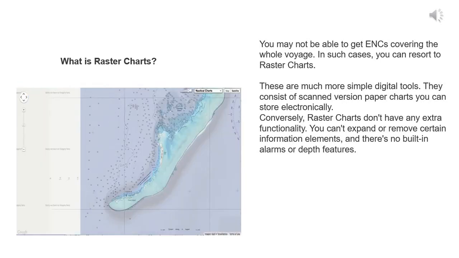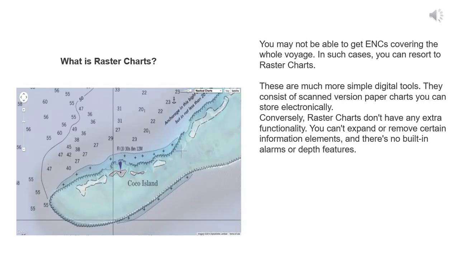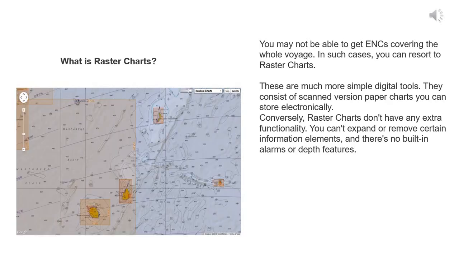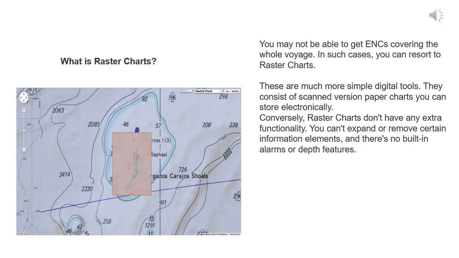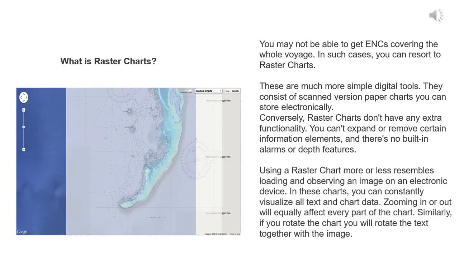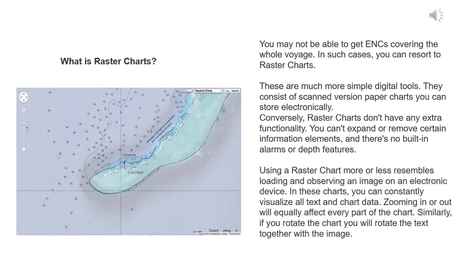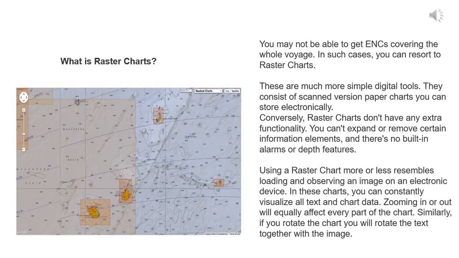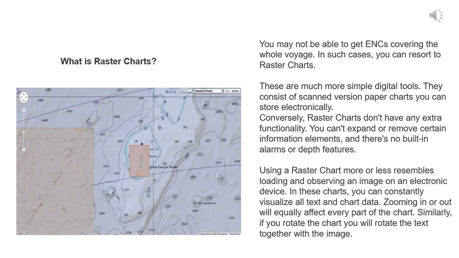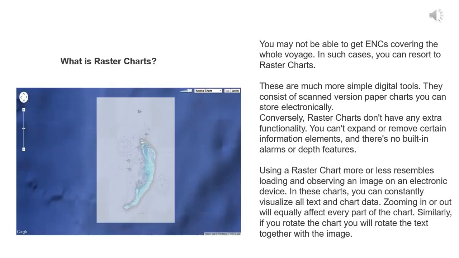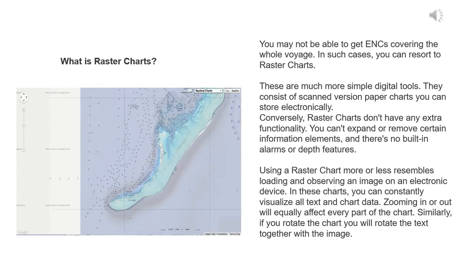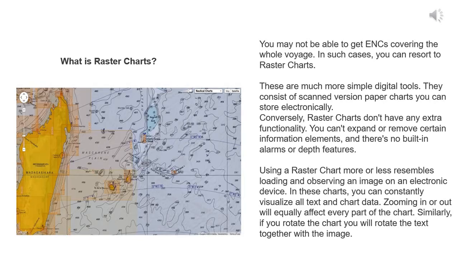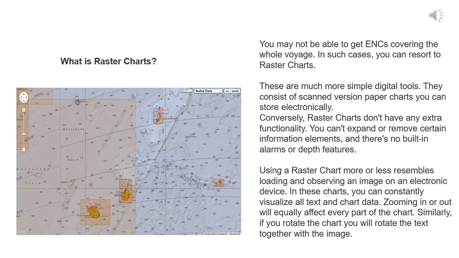Conversely, raster charts don't have any extra functionality. You can't expand or remove certain information elements, and there are no built-in alarms or depth features. Using a raster chart more or less resembles loading and observing an image on an electronic device. In these charts, you can constantly visualize all text and chart data. Zooming in or out will equally affect every part of the chart. Similarly, if you rotate the chart, you will rotate the text together with the image.